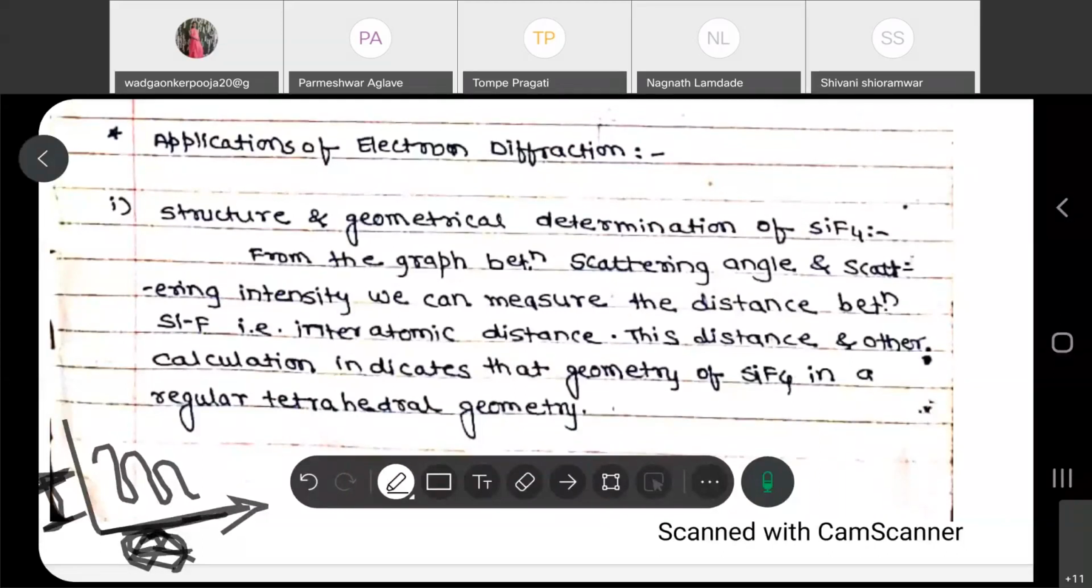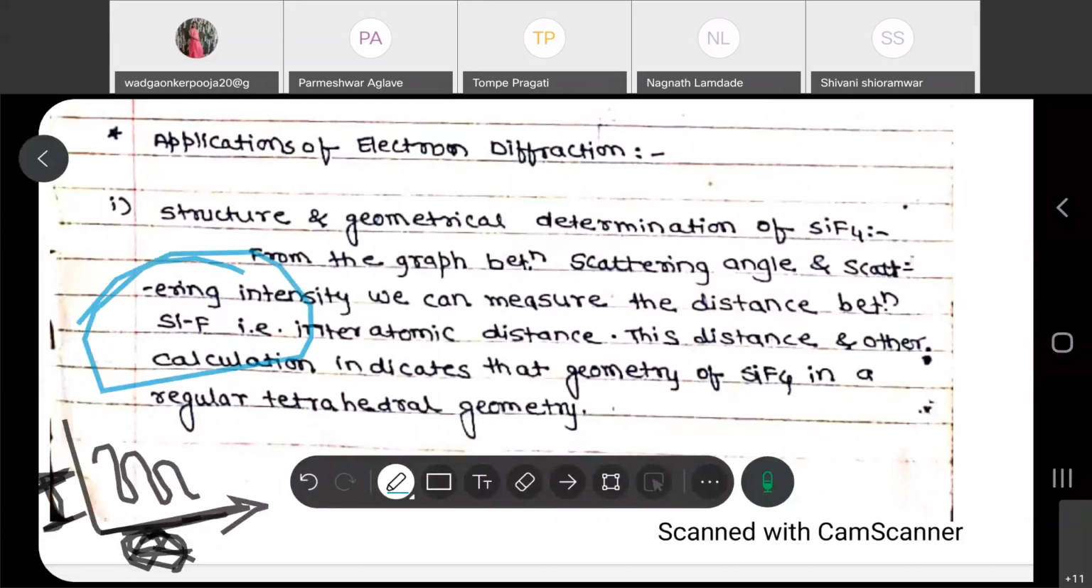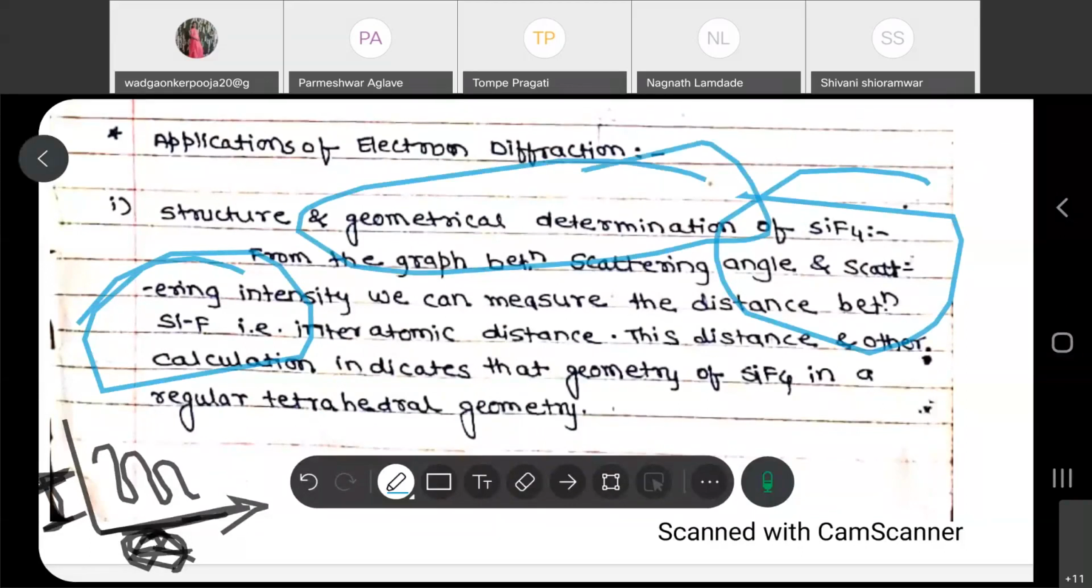Okay, so let us come to the point. With the scattering angle and the scattering intensity, we can calculate the distance between the atoms in the SiF4 molecule. As you all know, this is what we are determining: the structure and the geometrical determination. Geometry means how it is, whether it is square planar or whether it is tetrahedral.